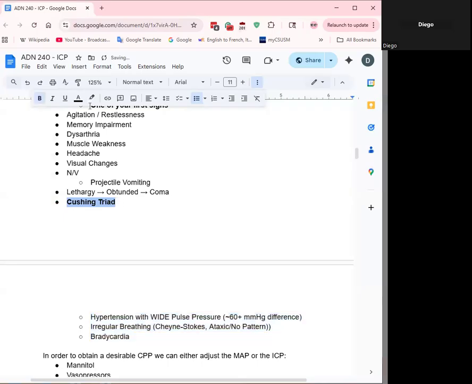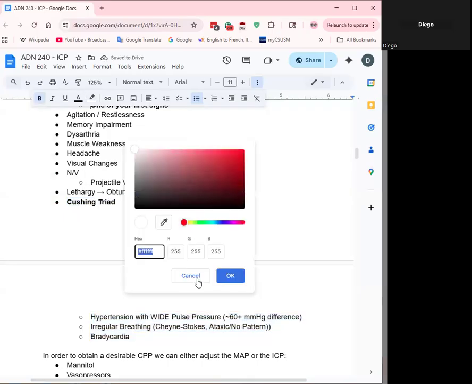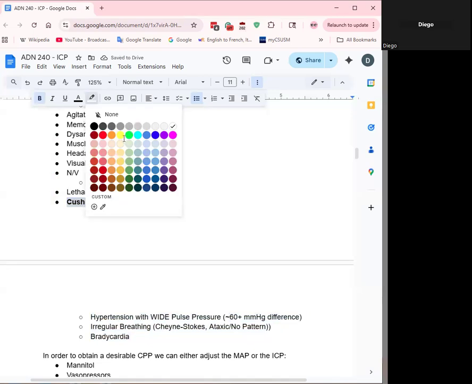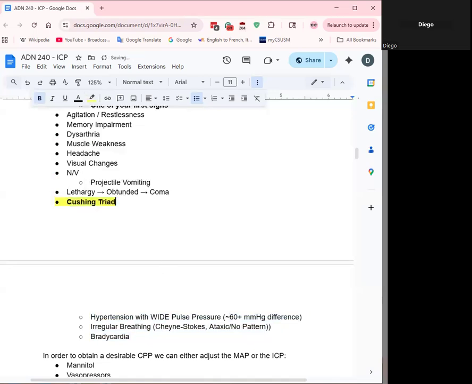So I'm going to highlight this one, because a lot of your questions are going to hang on the idea that you're trying to assess if the patient does have Cushing's triad or not. So you'll have questions that hinge on that.